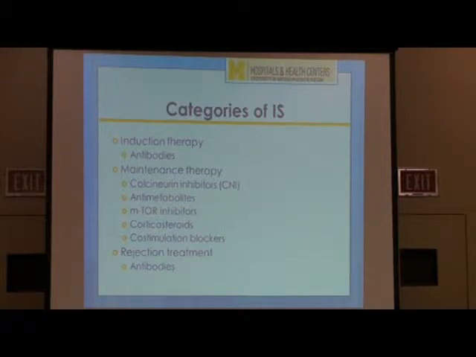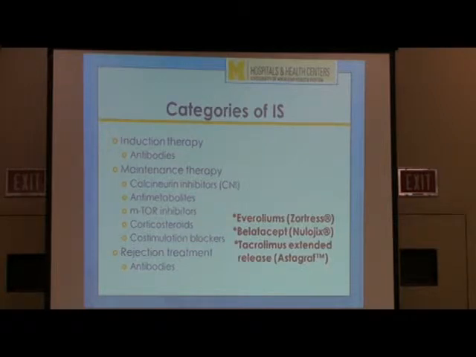corticosteroids. The mTOR inhibitors and the co-stimulation blockers are relatively newer classes of medications, and sometimes we can use them as alternative therapies to the calcineurin inhibitors. Occasionally, mTOR inhibitors can be used in combination with calcineurin inhibitors. So I'm really going to focus on the 3 new medications that came up within the past 3 years: everolimus, brand name Zortress, belatacept, which is Nulojix, and then extended-release tacrolimus, which is Astagraf XL.